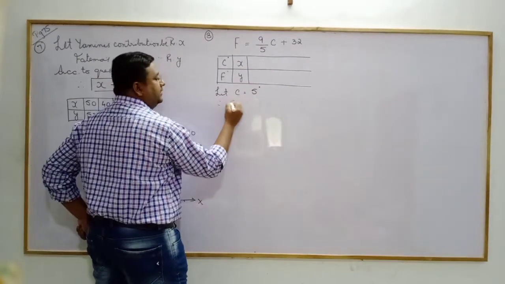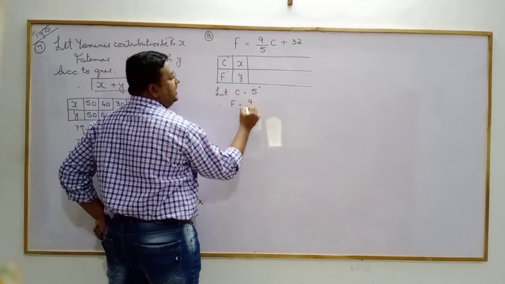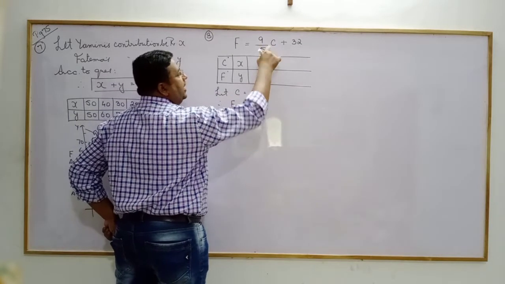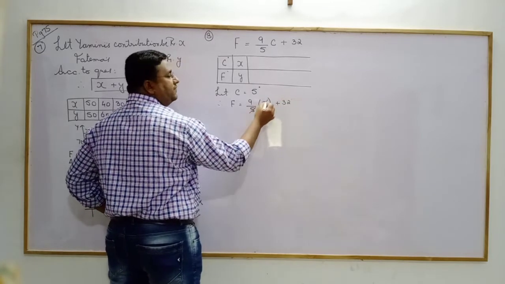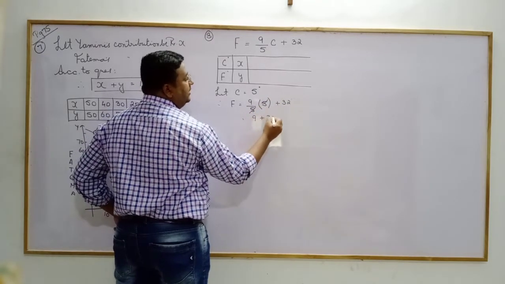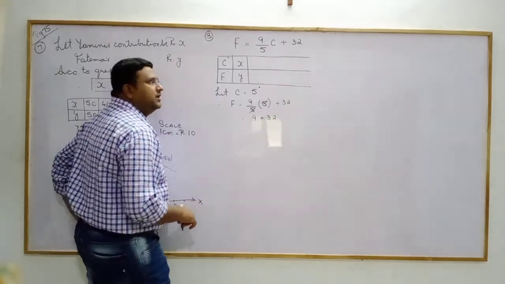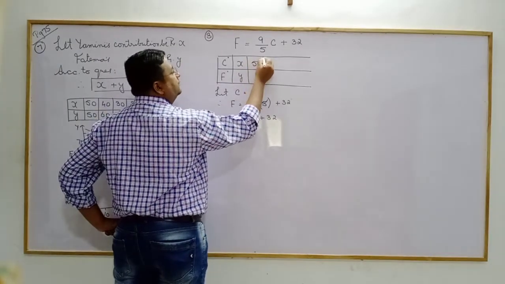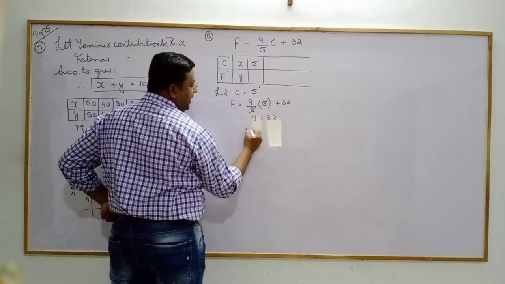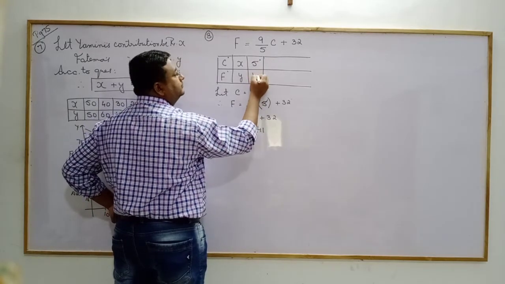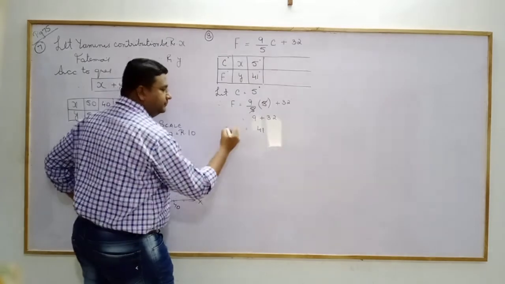So what do I get? F is equal to 9 by 5 into C, how much is C? 5, plus 32. 5 and 5 cancel. So 9 plus 32. Is it simple? When degree Celsius was 5 degree, what is the temperature in Fahrenheit? 32 plus 9, that is 41 degree. I hope I am clear.